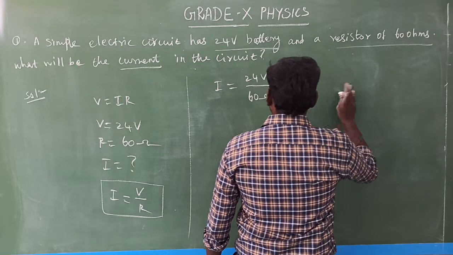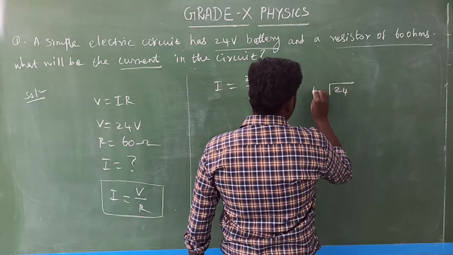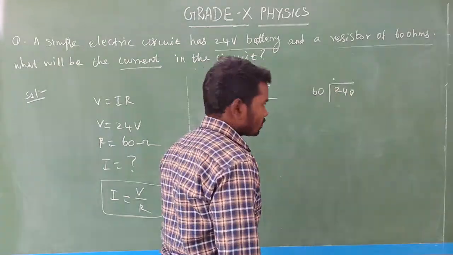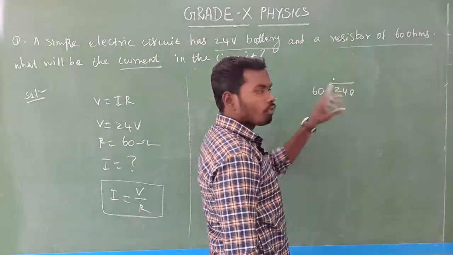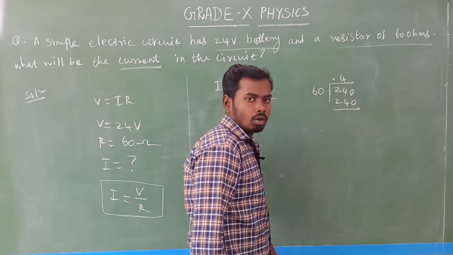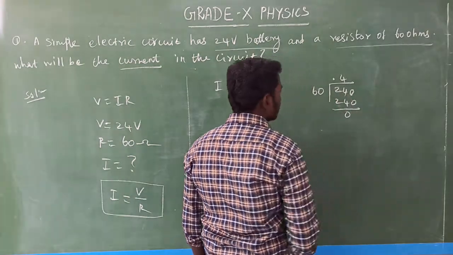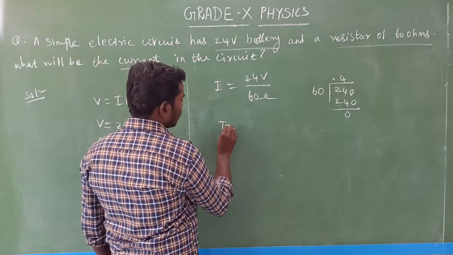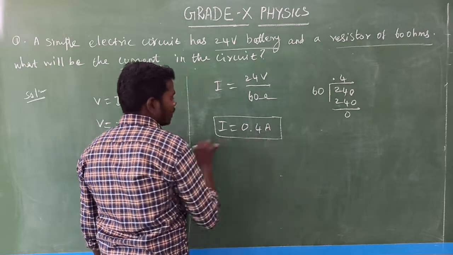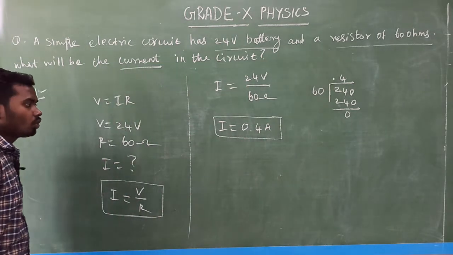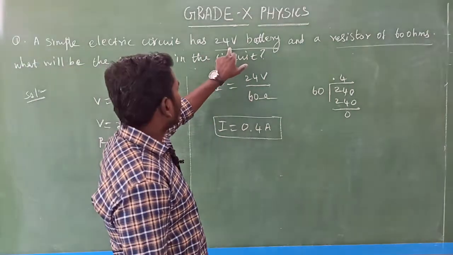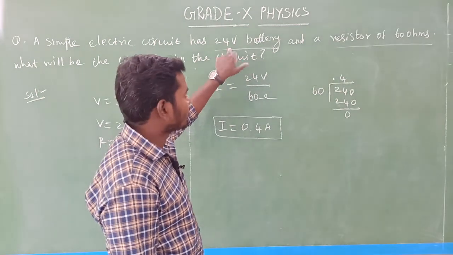So 24 divided by 60. Put a dot and add a 0. 60 into 4 is 240. 6 into 4 is 24, remaining 0. So it is equal to 0.4. So the current value will be 0.4 ampere.